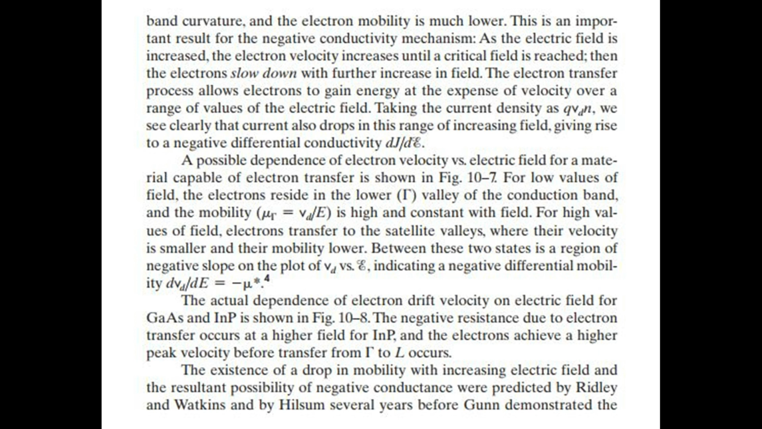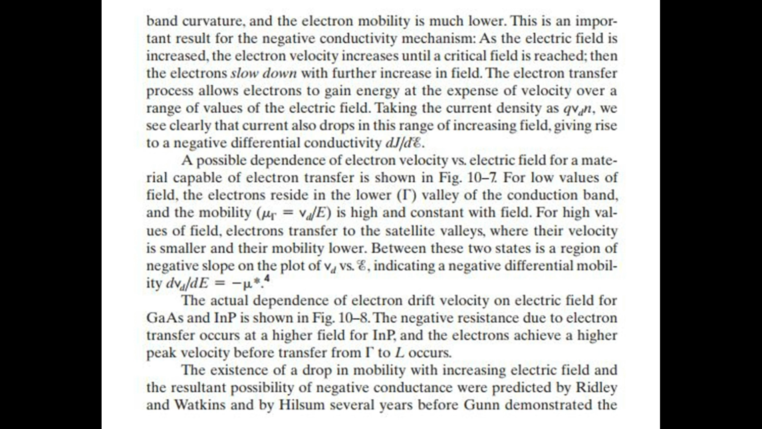For low values of field, the electrons reside in the lower valley of the conduction band, and the mobility, μ equal Vd/E, is high and constant with field. For high values of field, electrons transfer to the satellite valleys, where their velocity is smaller and their mobility lower. Between these two states is a region of negative slope on the plot of Vd versus E, indicating a negative differential mobility dVd/dE equal μ**. The actual dependence of electron drift velocity on electric field for gallium arsenide and indium phosphide is shown in Fig 10.8.